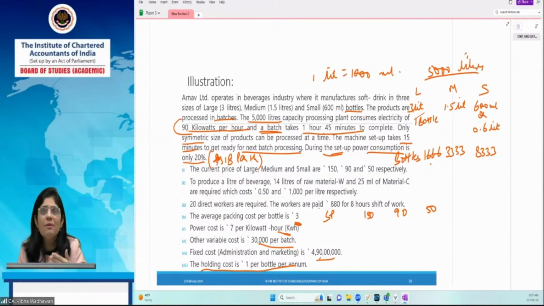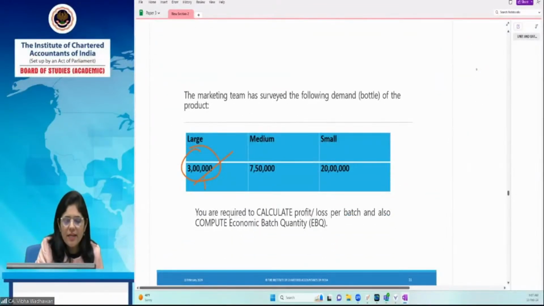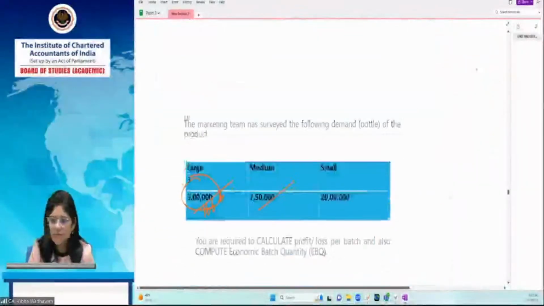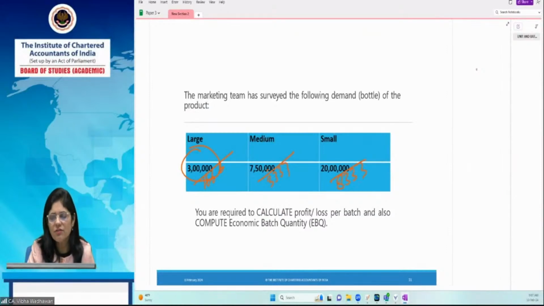So how many batches, how many setups we require? In one setup, the machine can produce this many bottles. So how many setups we require? How many batches we require to meet the demand of the annual thing? Clear? So now, for 3 lakh divided by 1,666, 7,50,000 divided by how many bottles of medium? 3,333. And how many small? 8,333.